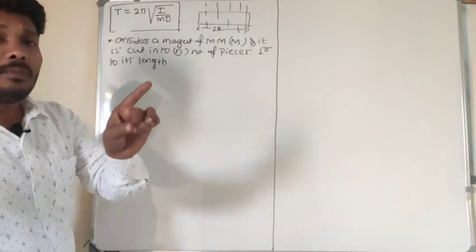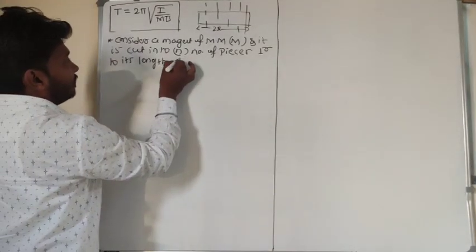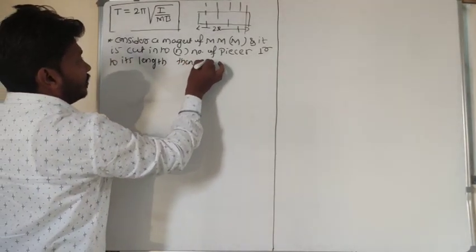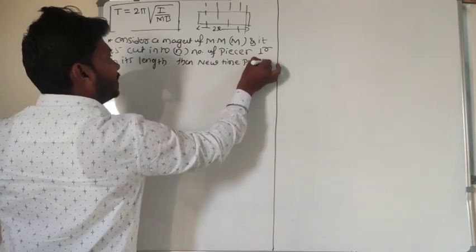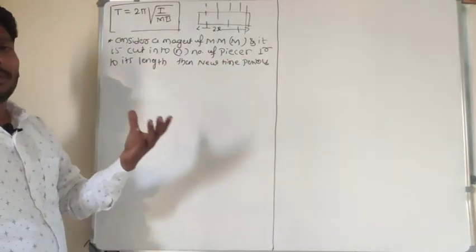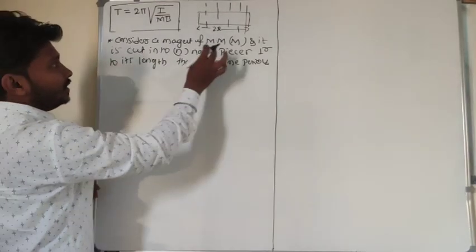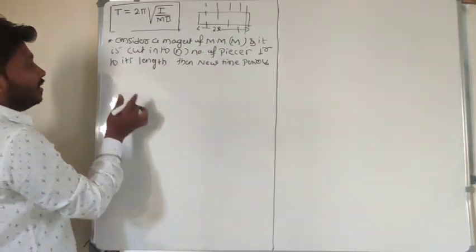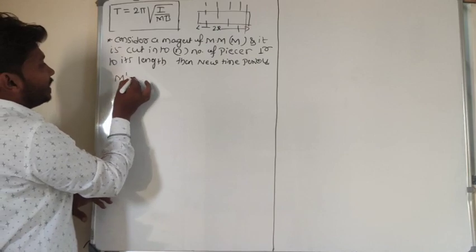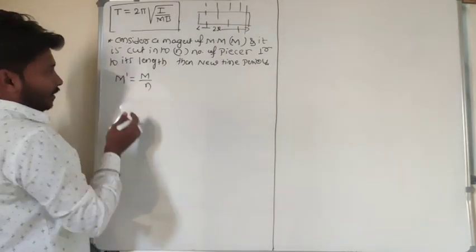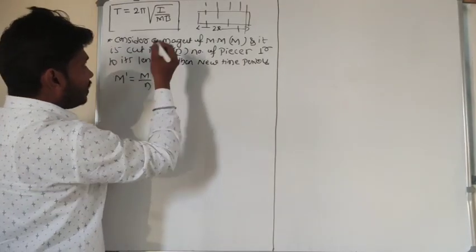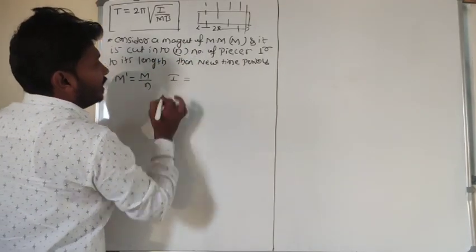Then what about the time period? The initial time period you can take as t, and the new time period I will take as t dash. In these cases, first I want to determine the new magnetic moment. So m dash is equal to m by n, right? Then I will take the moment of inertia in this case.